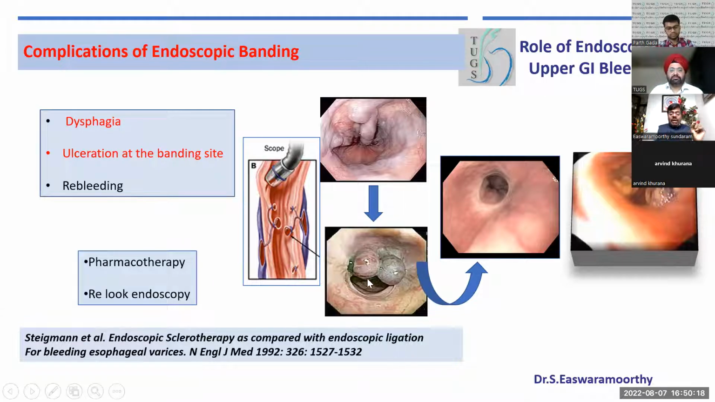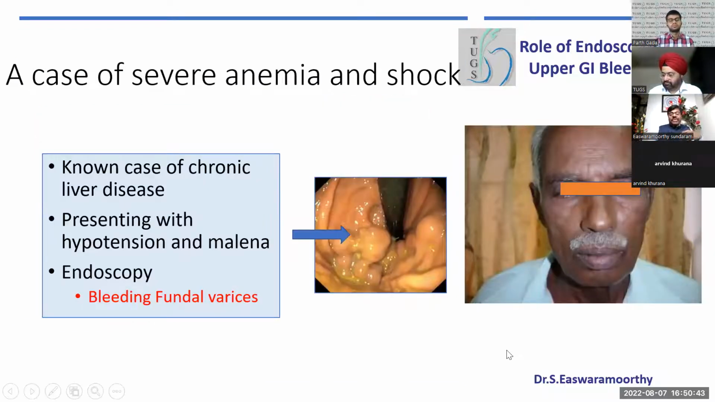If you band all at the same level, something like this, you can get something like a Schatzki's ring, something like a circumferential stricture. So you try not to put a band all at the same place. So these are a few problems, a few recommendations I like to give. I usually bring these patients back after 3 to 4 weeks for a surveillance endoscopy, for a second sitting if necessary. So that's about it. What else do we have?